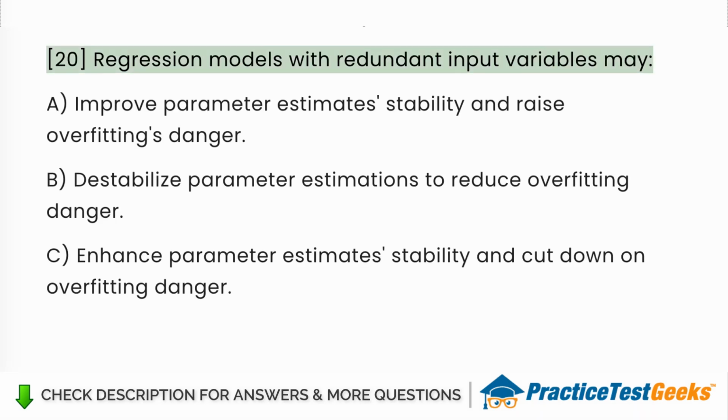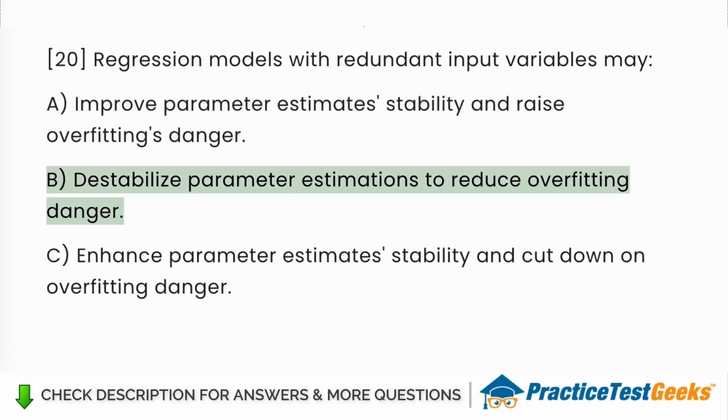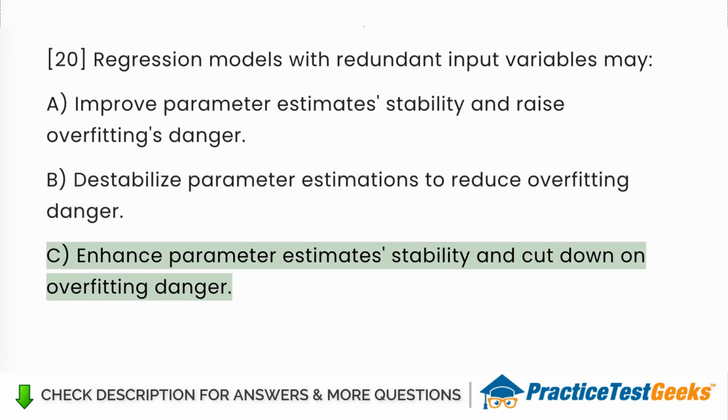Regression models with redundant input variables may: A. Improve parameter estimate stability and raise overfitting danger. B. Destabilize parameter estimations to reduce overfitting danger. C. Enhance parameter estimate stability and cut down on overfitting danger.